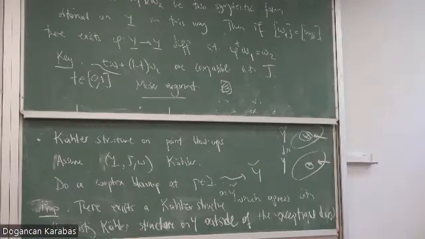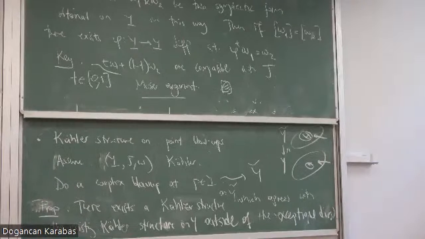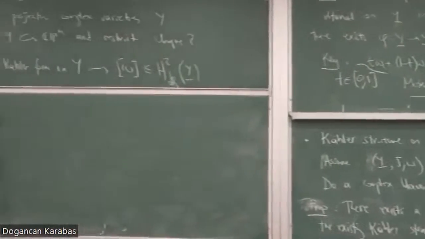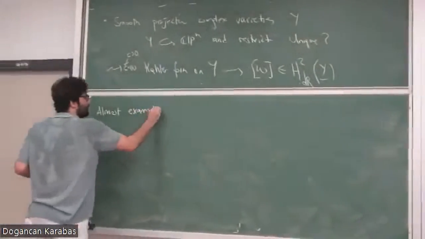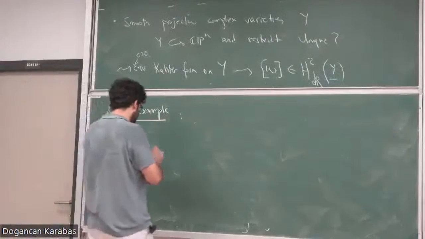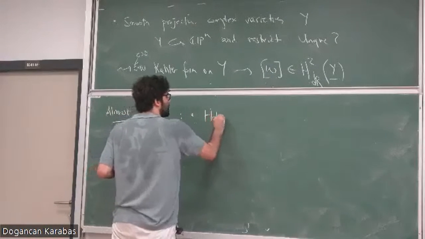Okay, I'll finish with this. This is the last thing. Sorry. I want to give you another example of getting not Kähler structures, but symplectic structures. So, almost example. Okay, so this example is holomorphic symplectic manifolds.